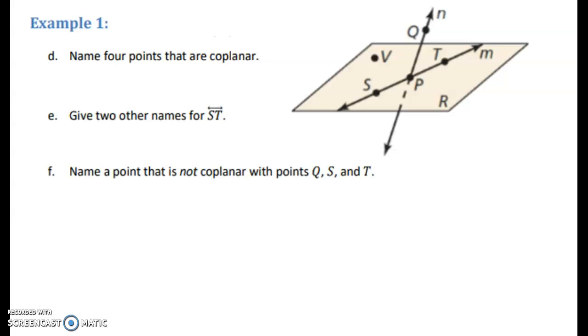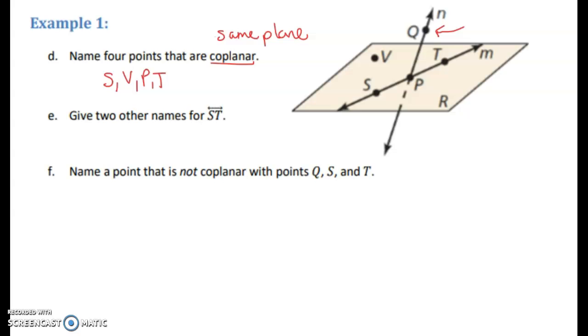Okay, so coplanar means same plane. So go ahead and choose 4 points that are coplanar. All right, so S, V, P, and T are all in the same plane. This point right here, Q, is above the plane, so it is not coplanar. I'll go ahead and have you try E.